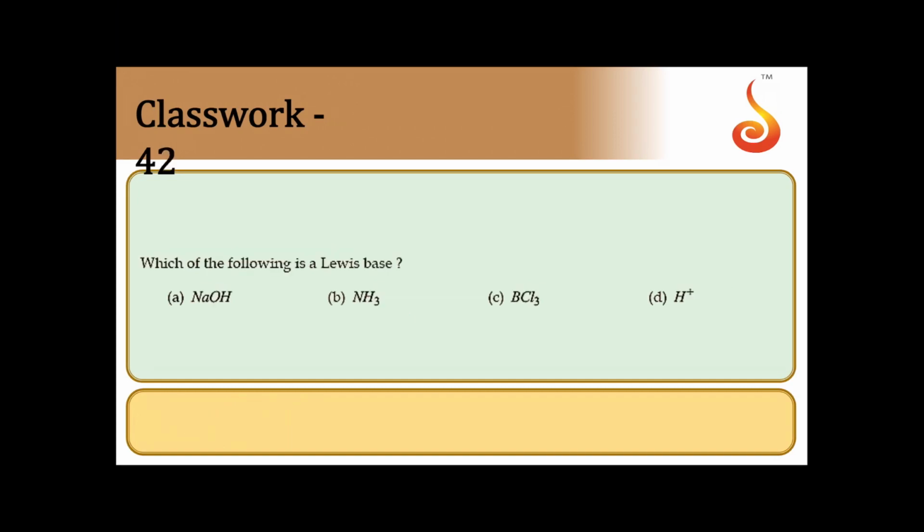B is the answer. Then 42. Which of the following is a Lewis base? A Lewis base is always an electron pair donor. If you take ammonia, it has a lone pair of electrons on the nitrogen atom. So ammonia will be an electron pair donor. The remaining cannot donate because they are electron pair acceptors. So the option is B. Electron pair donor is the answer.